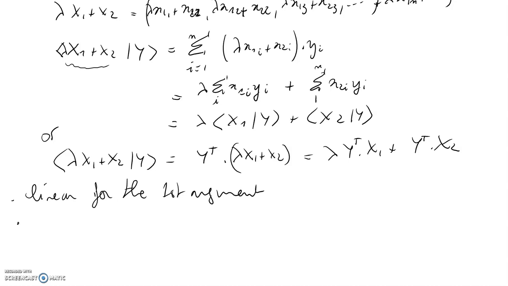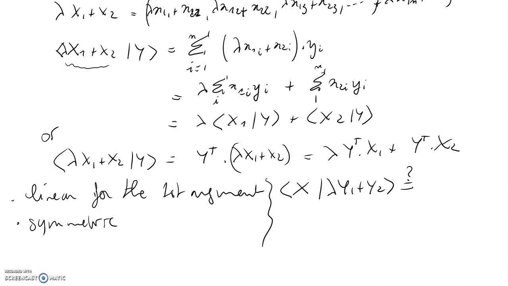We also had that it's symmetric. So look at this reasoning. If I want to show linearity in the second argument, what would that be? I've got x, I've got lambda y1 plus y2, and I would like to show that it's linear in the second argument. So I would like to show that it's lambda <x, y1> plus <x, y2>. How can I show it using those first two properties that we proved?